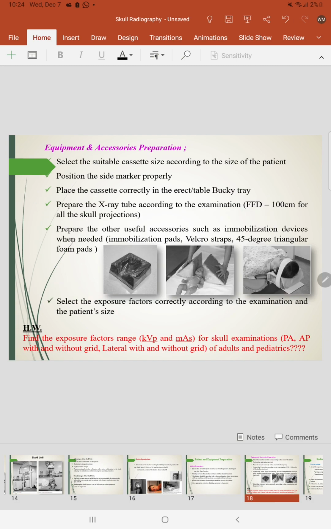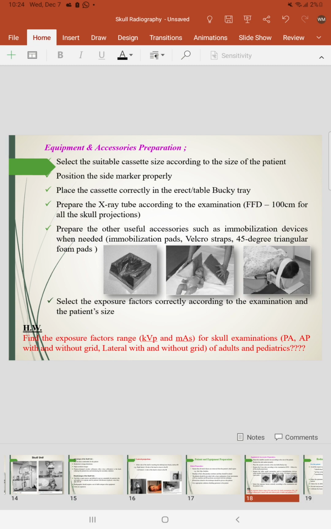Then the equipment and accessories preparation. First, select the suitable cassette size according to the size of the patient. Then, position the site marker properly. Place the cassette correctly in the erect bucky or table bucky tray. Prepare the X-ray tube according to the examination. It means FFD 100 cm for all the skull projections.